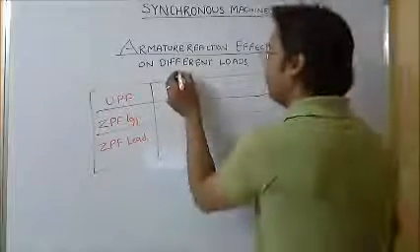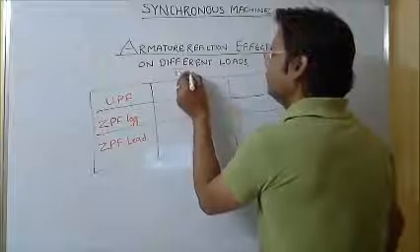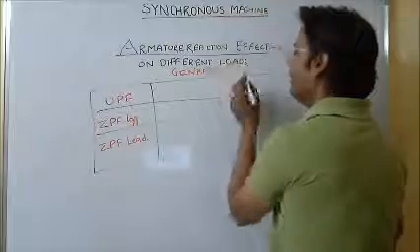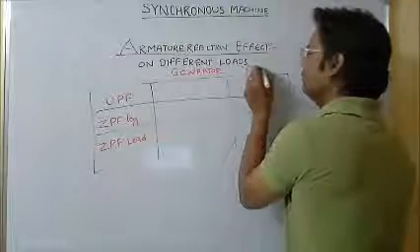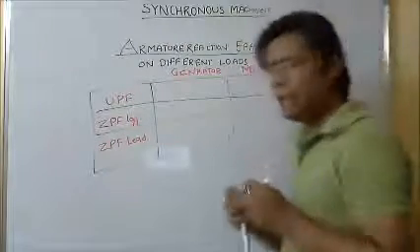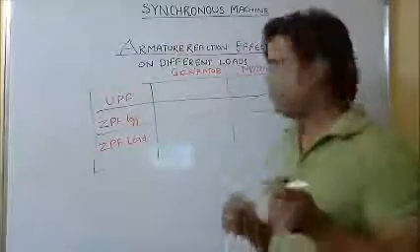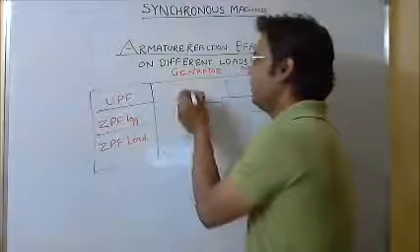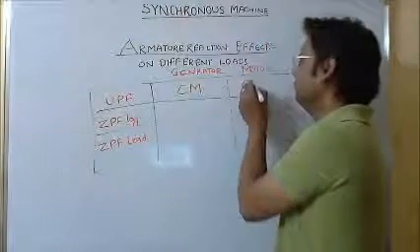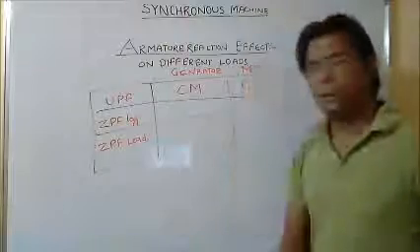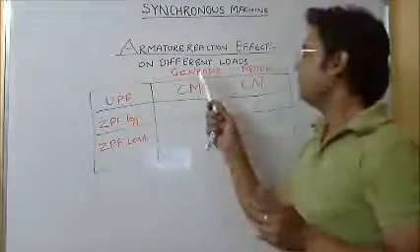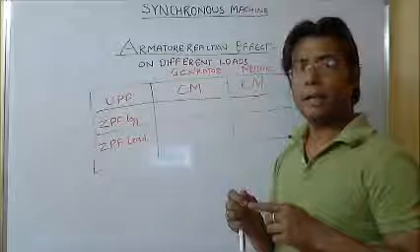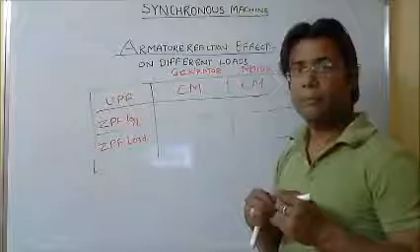In the case of generator and in the case of motor, at the unity power factor, it is always cross magnetizing. In the unity power factor, armature reaction is always cross magnetizing, whether it is working as a generator or whether it is working as a motor.